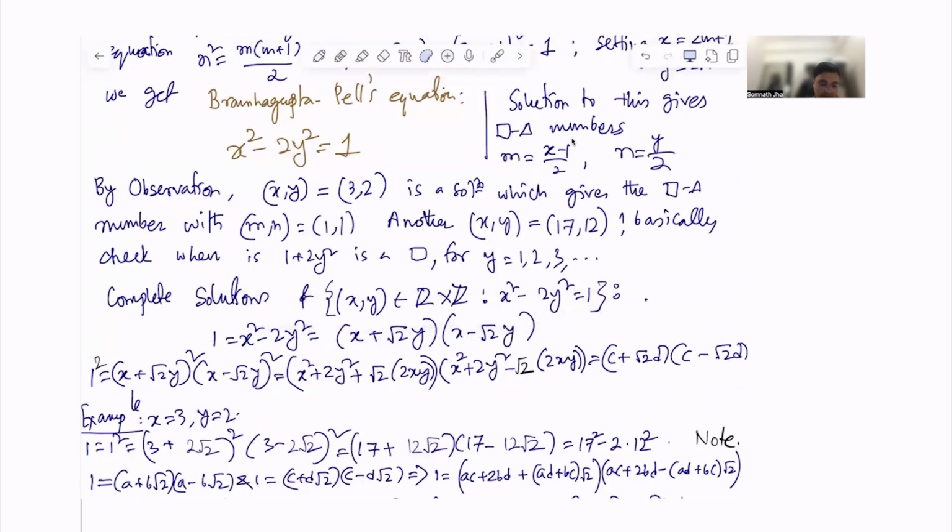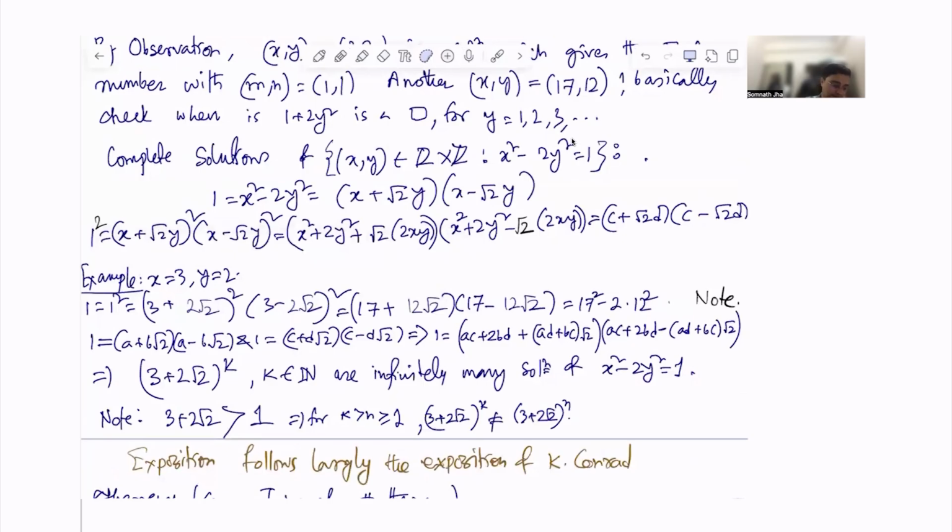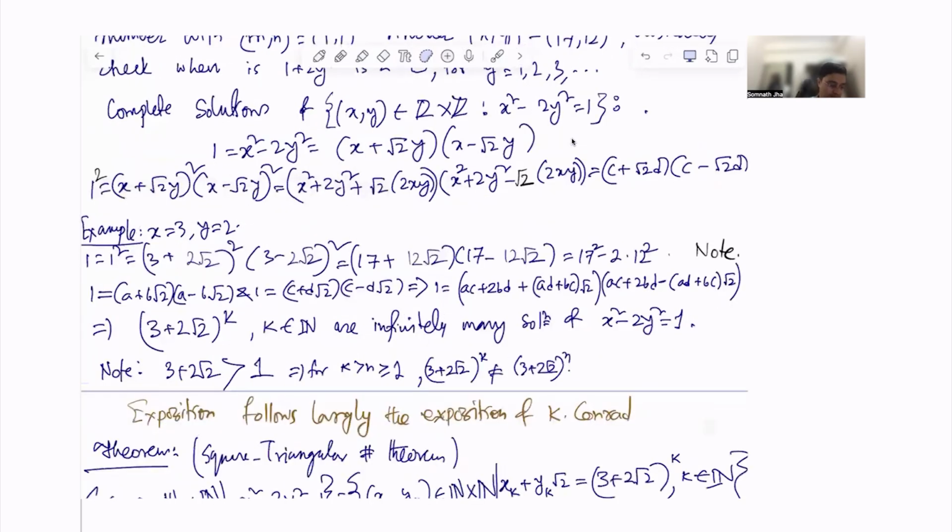So if (A, B) and (C, D) are two solutions. So here, for example, (x, y) is a solution, then you take (x plus root 2y) square into (x minus root 2y) square. This is 1 square. This I explained before. So you get x square plus 2y square, and there I wrote a square plus 2b square, and 2ab. So this is also a solution, and this can again be written as (c plus 2 root d)(c minus 2 root d). So, and as I said, (3, 2) gives you (17, 12).